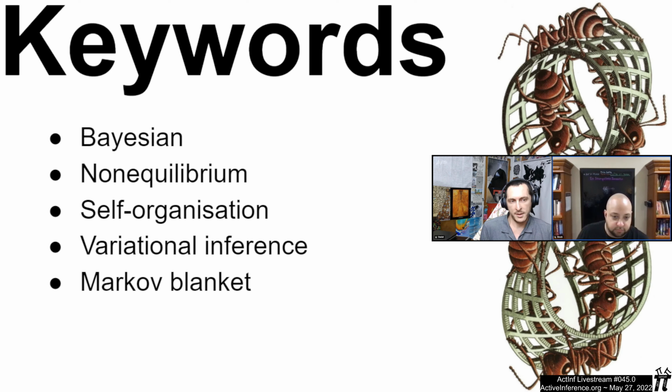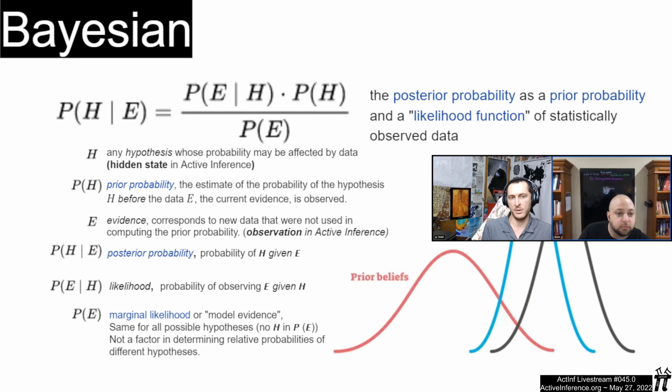The keywords that were listed were Bayesian, Nonequilibrium, Self-organization, Variational Inference, and Markov blanket. So, Brock, tell us about Bayesian.